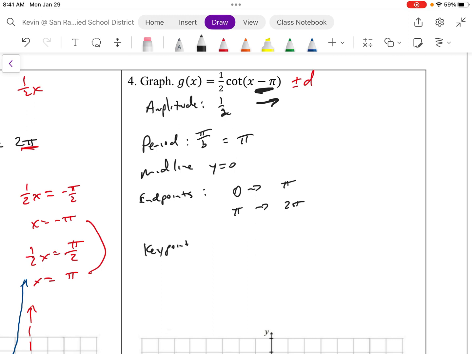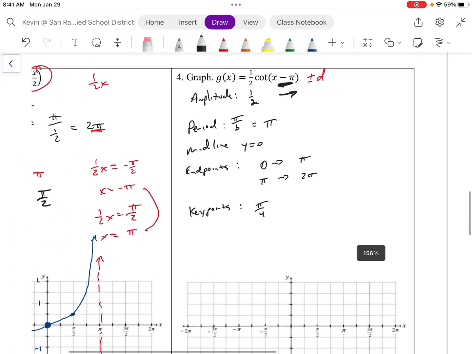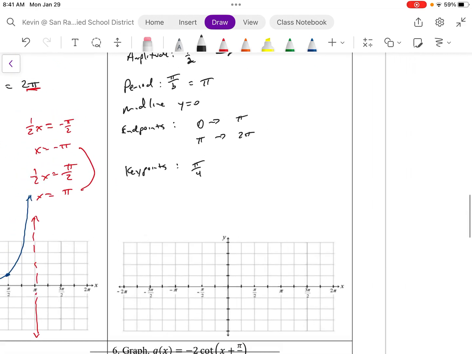And then the last thing is our key points. And that's just going to be our usual pi over 4, right? Our period divided by 4. All right, so let's graph this. So our endpoints are where our asymptotes are going to be. And so this is going to be at pi and at 2 pi. Okay.